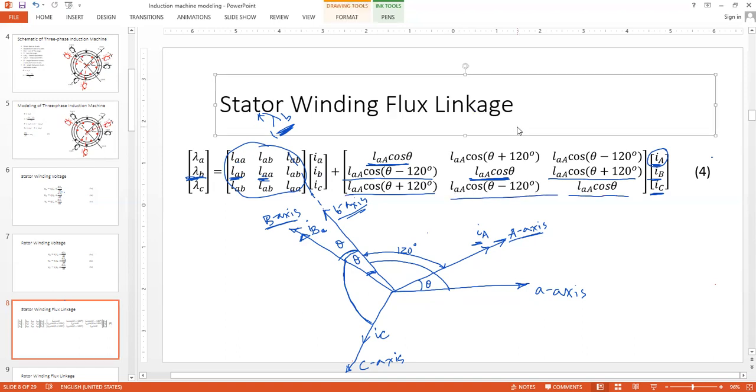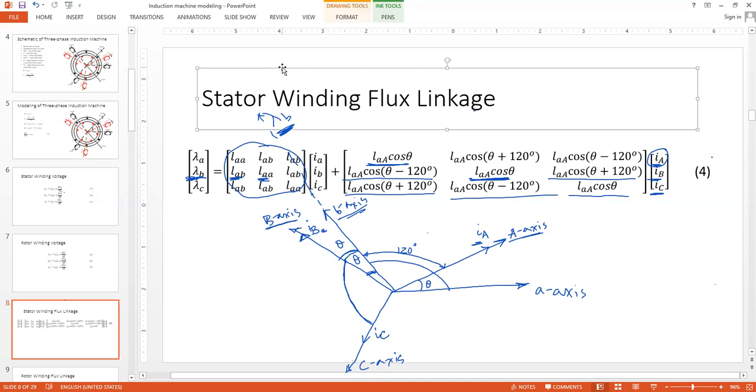So this is your capital L stator to rotor, LSR. This is LSS. So you can simply write LABC equals LSS IABC plus LSR IABC.